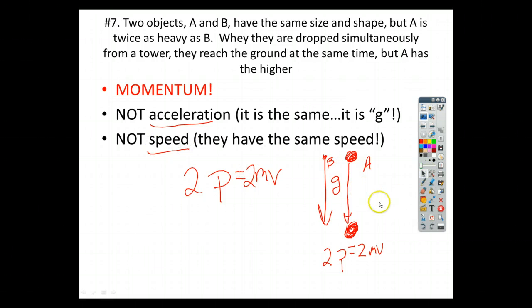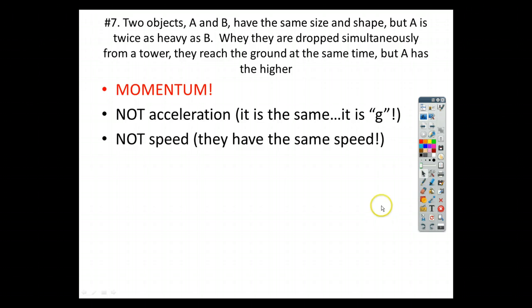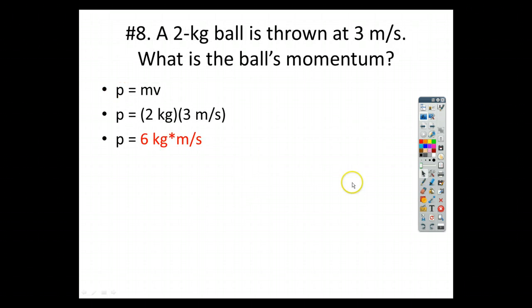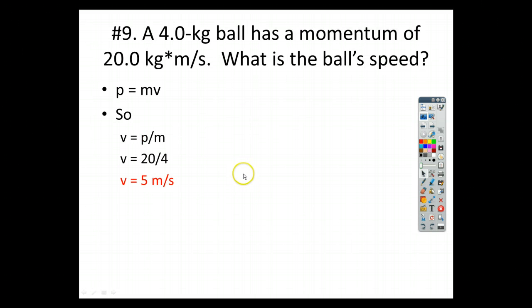Number 8 in the conceptual questions says a 2-kilogram bowling ball is thrown at 3 meters per second. What is the ball's momentum? So all you had to do is multiply the 3 times 2 and you get 6 kilogram meters per second. Number 9 is another math type problem. This one they do a little bit differently.